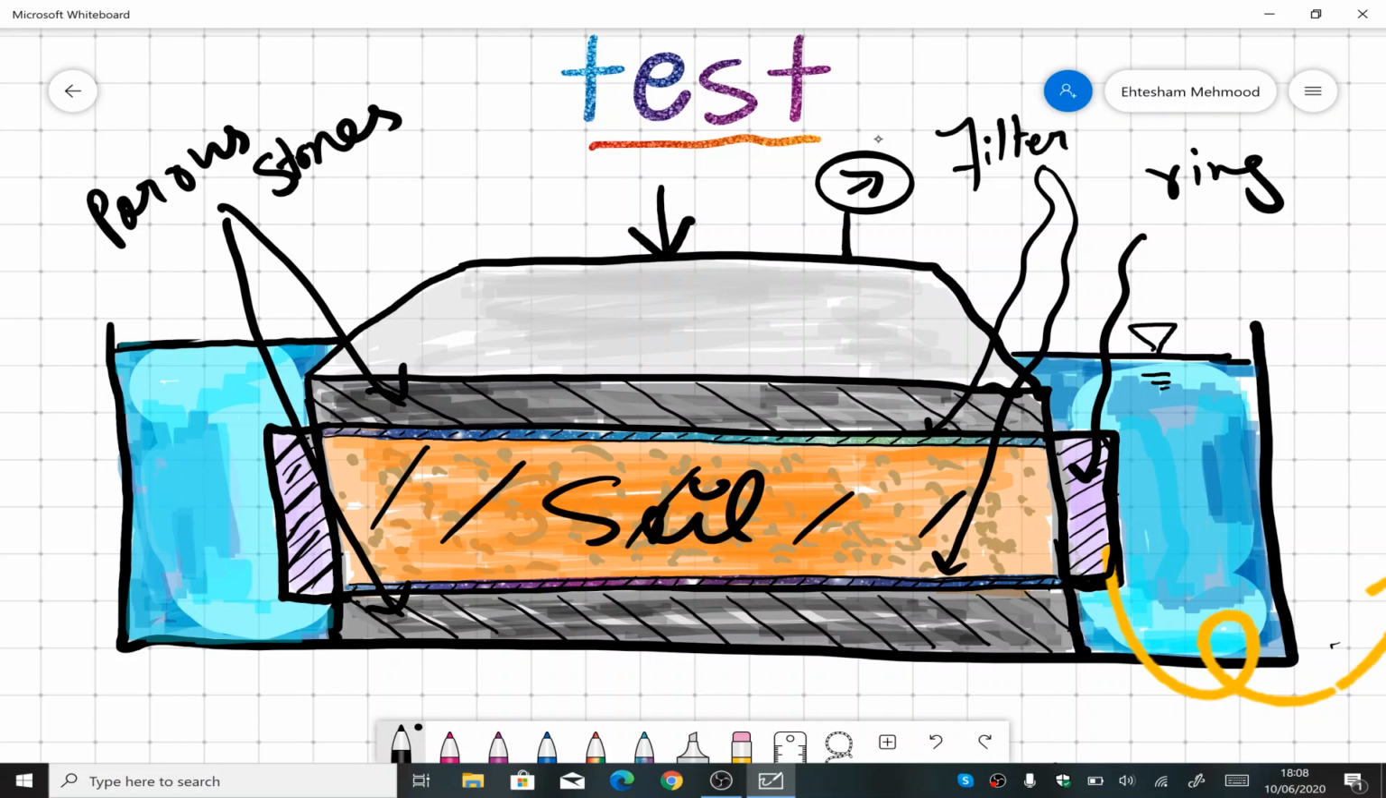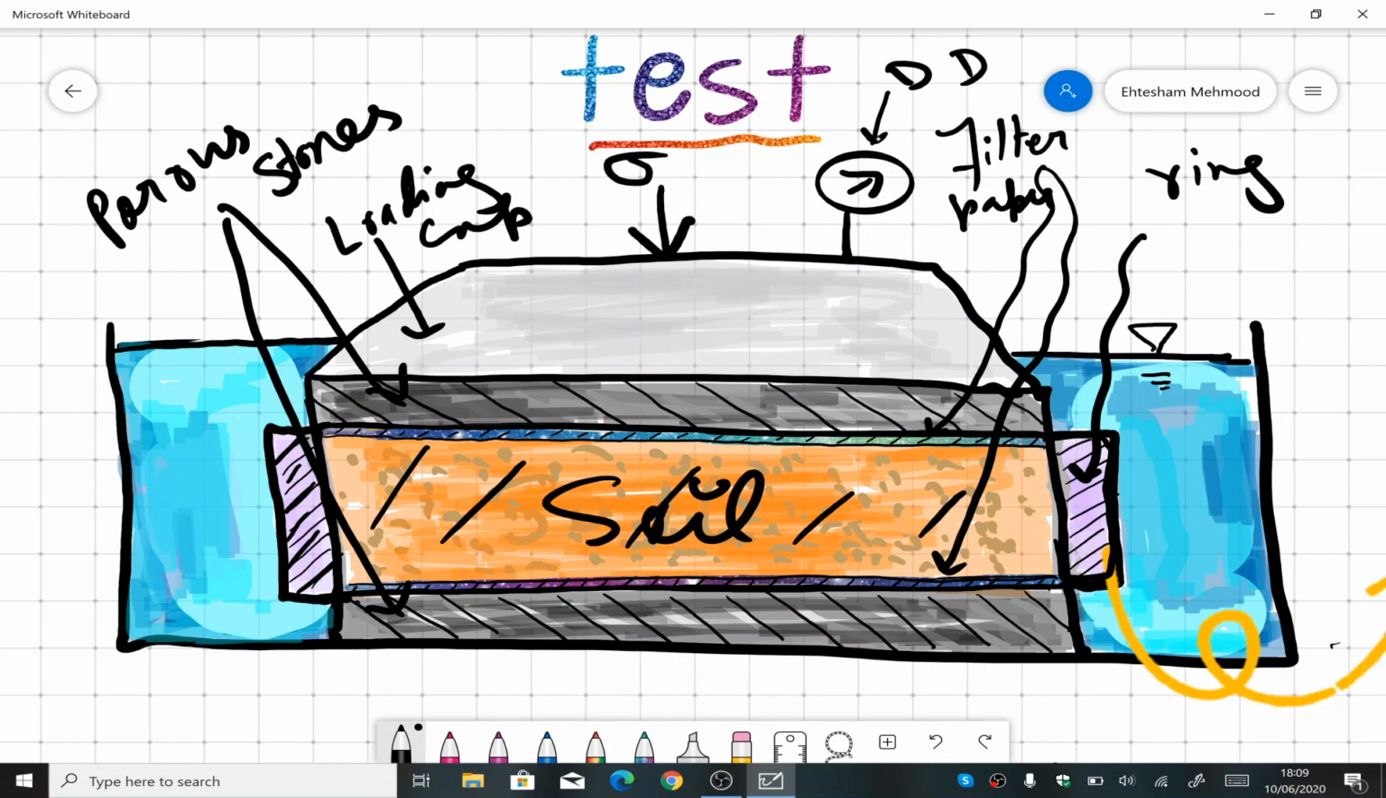Oops. This is the filter paper, and this whole apparatus is submerged in water. This is the loading frame or loading cap. This is the load applied, and this is the deformation dial gauge, DDG, that I'm indicating.